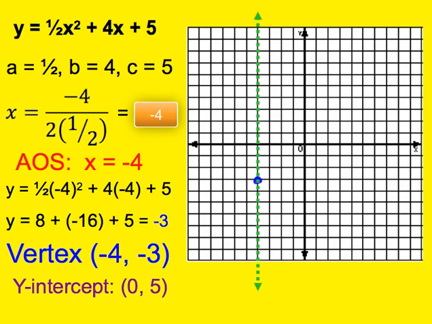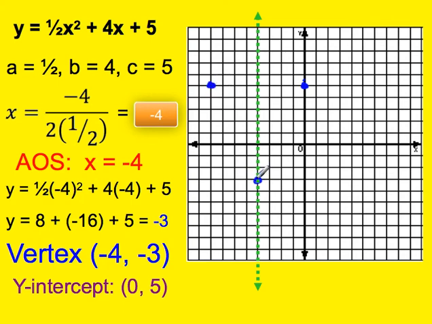Now the other thing I know that's very beneficial is that the y-intercept is at 0, 5. So I'm going to take that point and plot it: 1, 2, 3, 4, 5. There's my y-intercept. Now the cool thing about that is that this is going to be one side of the parabola. The other side of the axis of symmetry has to be a mirror image, and since this is 4 away from the axis of symmetry, I go 1, 2, 3, 4 on the other side, and that's going to give me another point of the parabola.